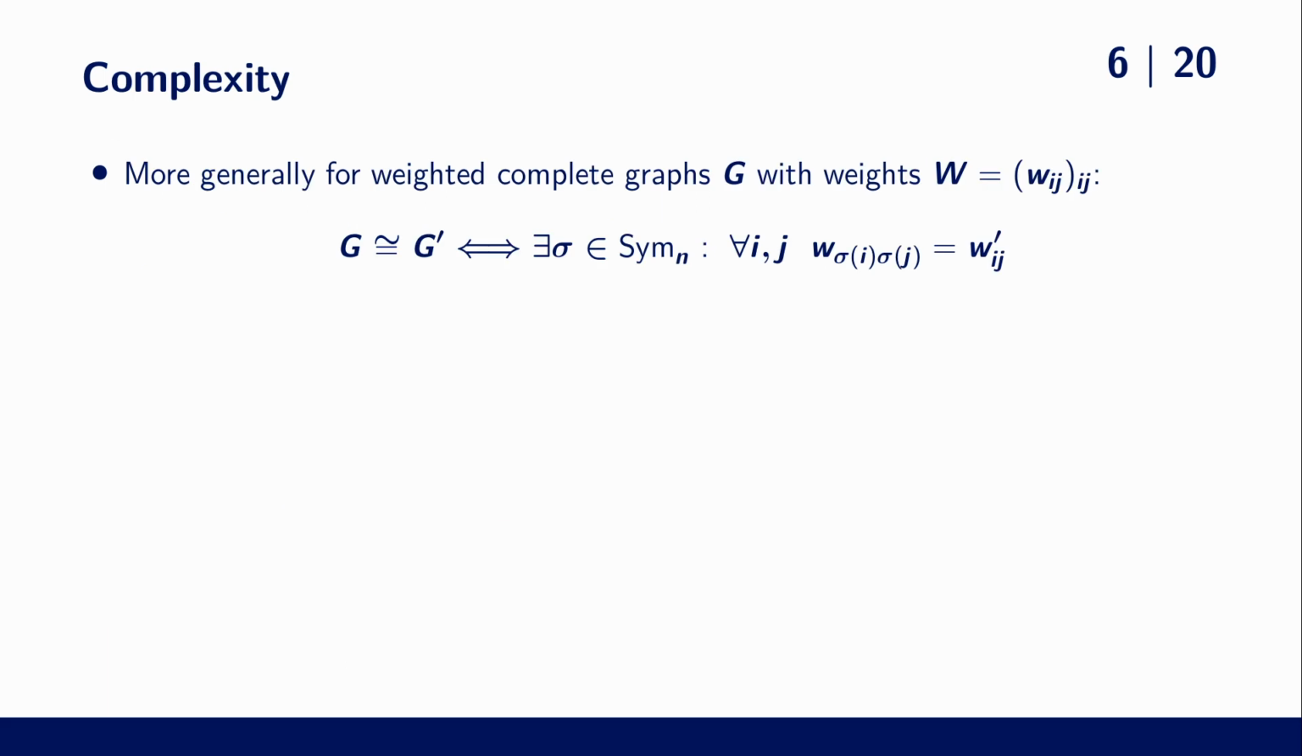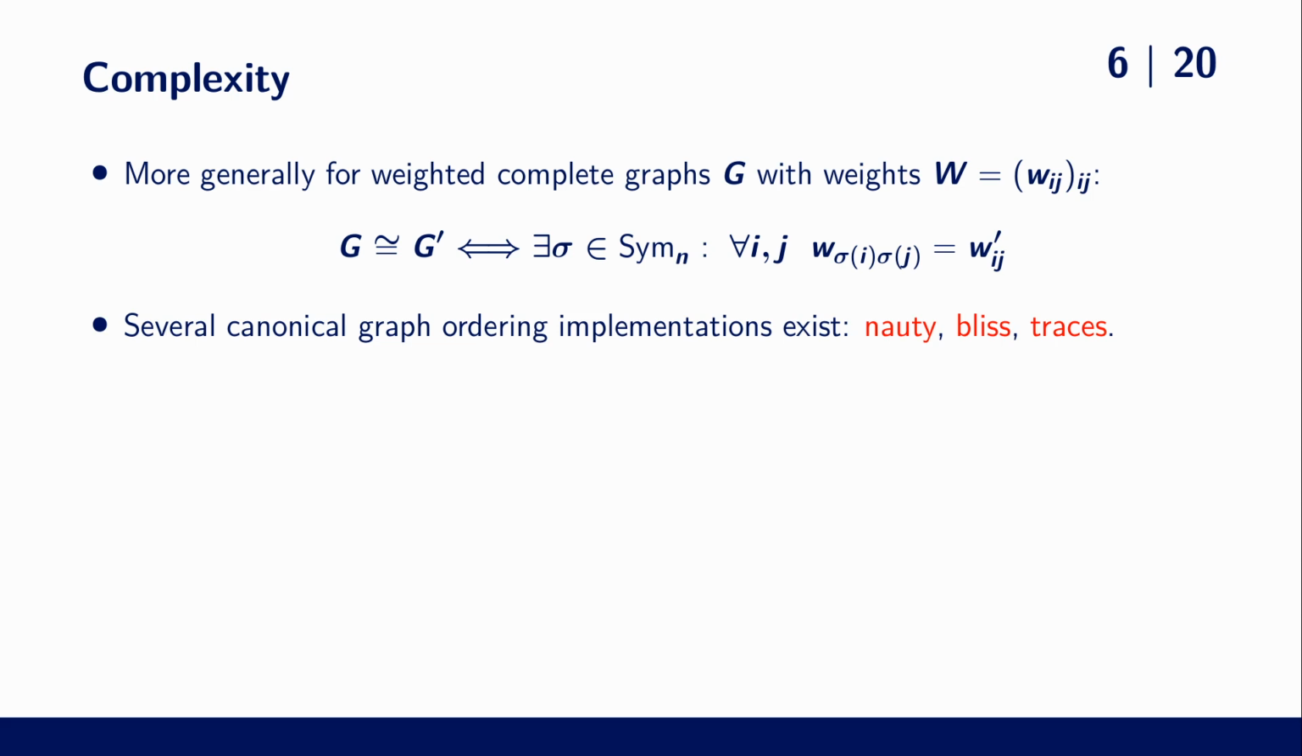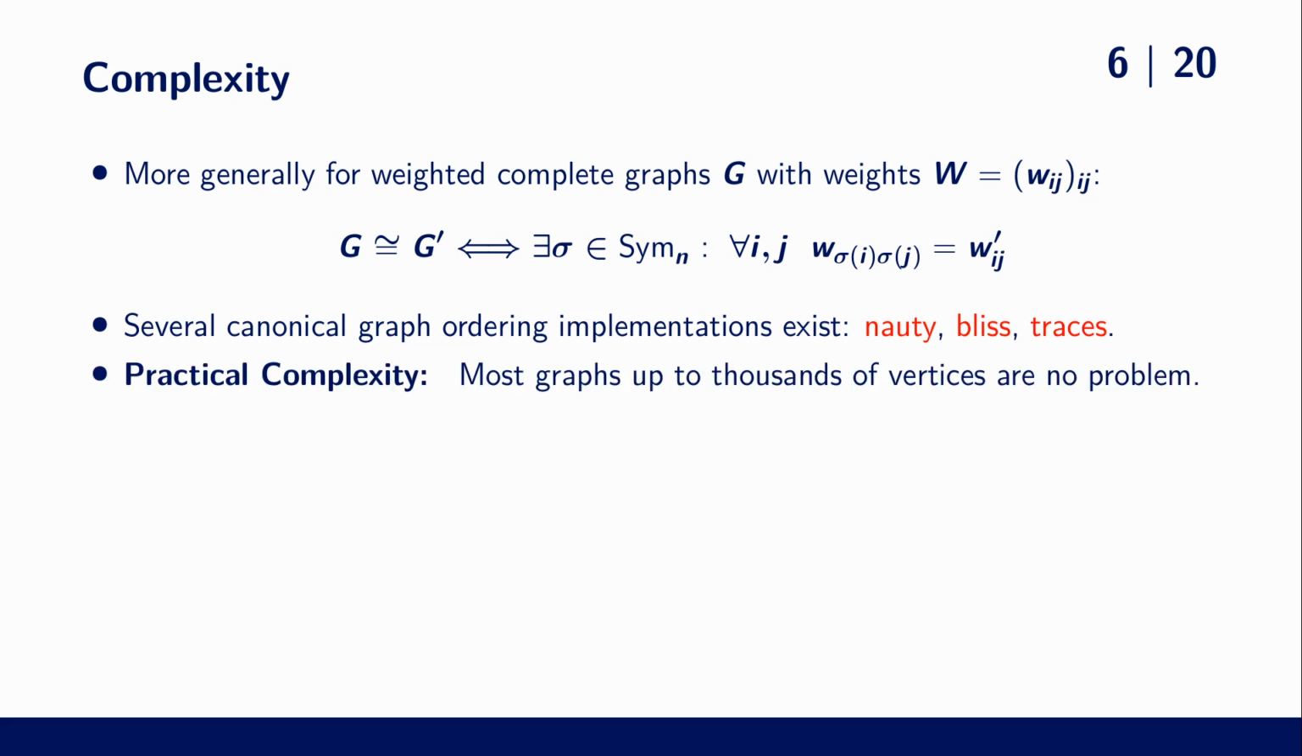Now, more generally, for weighted complete graphs with weights on the edges and on the vertices, we can say that two graphs are isomorphic if and only if after some permutation all these weights are the same. And actually we can do this. There exist several canonical graph ordering implementations in libraries such as Nauty, Bliss, and Traces. And the practical complexity is rather good. Most graphs up to thousands of vertices are no problem whatsoever.